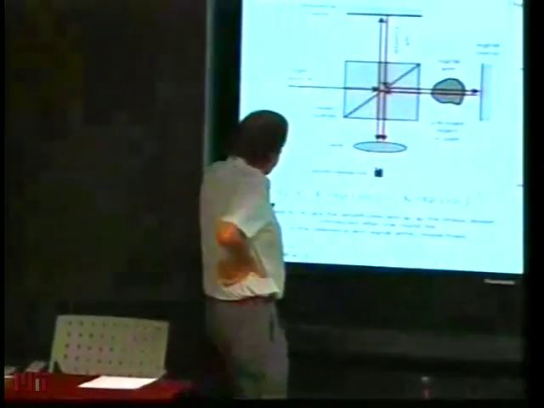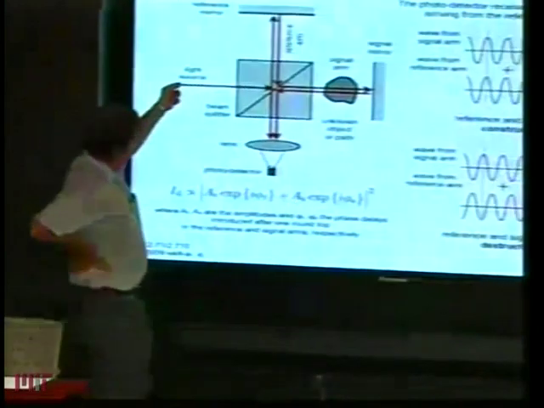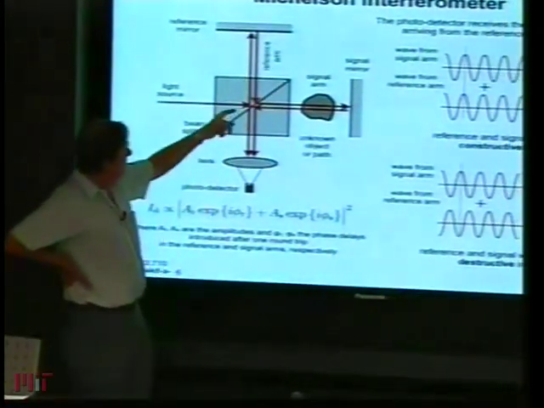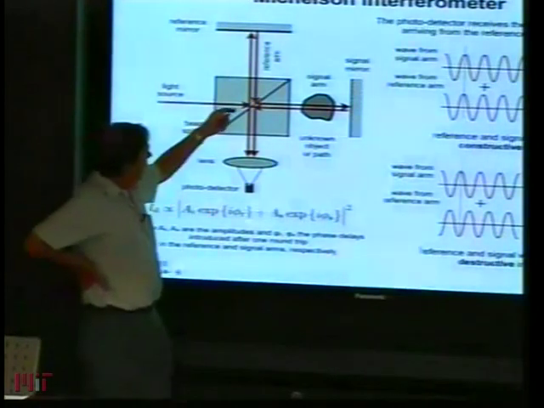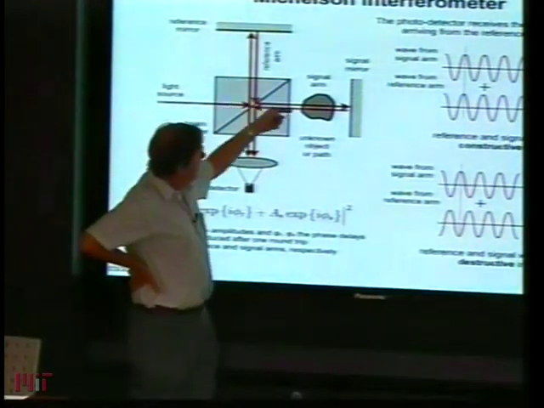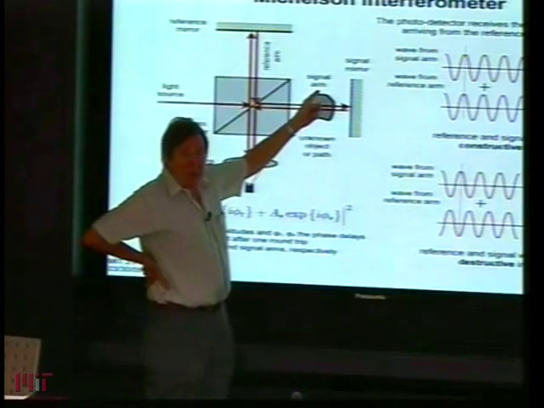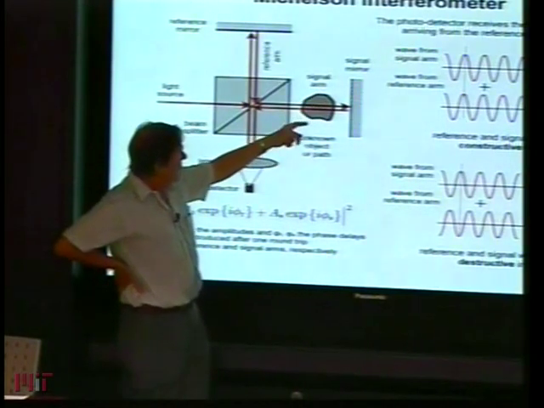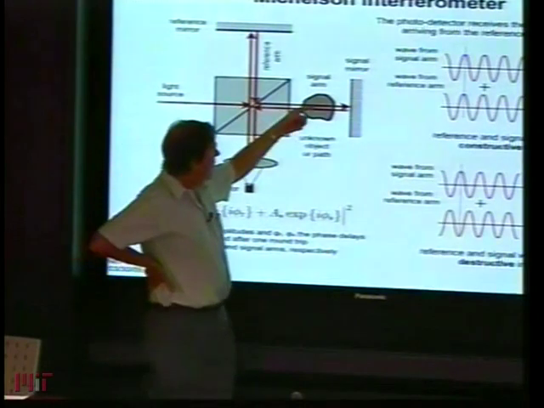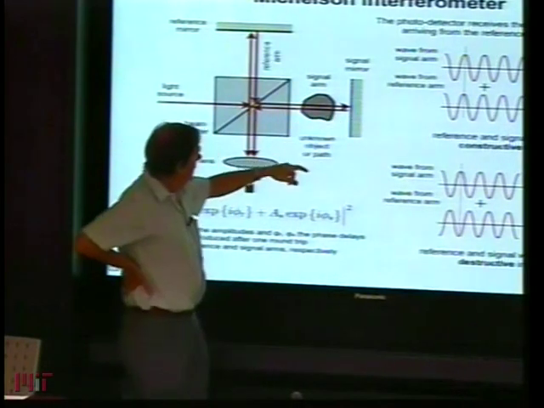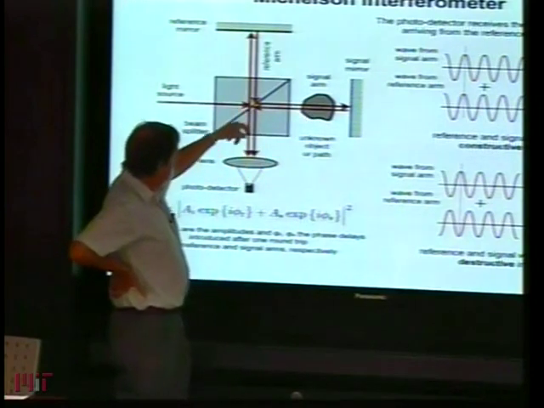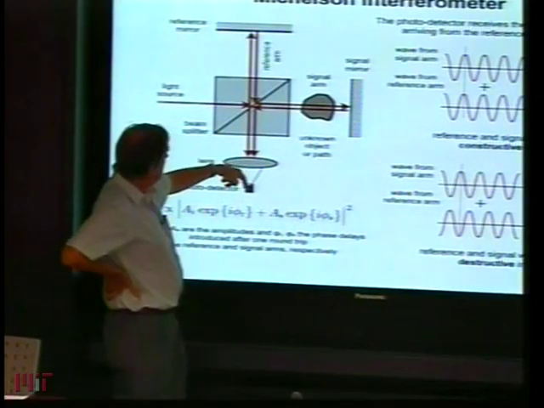You get light from some source and split it into two parts with a beam splitter. One of those beams is what we call the signal arm. This is what we're going to try and measure. So here, this shows this light going through some object and then being reflected by a mirror and then coming back to a detector.